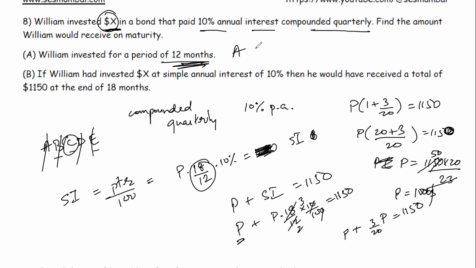So the amount is principal into 1 plus R raised to N. So out here it is 1000 into 1 plus 10%. Now remember that 10% is compounded quarterly.